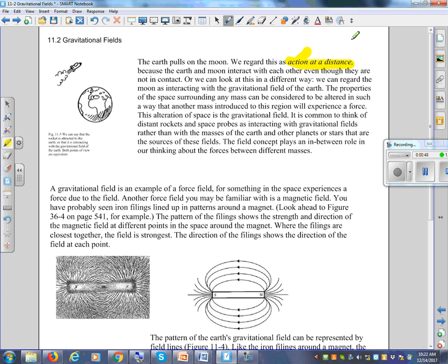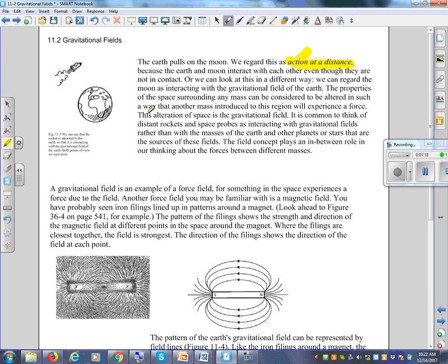Or we can look at this in a different way. We can regard the Moon as interacting with the gravitational field of the Earth. So some scientists got together and got thinking, how can we explain, how can we validate this idea of being able to apply a force even though there's no contact? And so they came up with this idea of the gravitational field. The properties of the space surrounding any mass can be considered to be altered in such a way that another mass introduced to this region will experience a force. This alteration of space is the gravitational field.